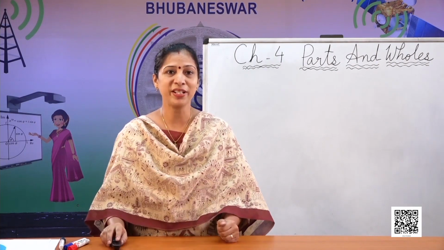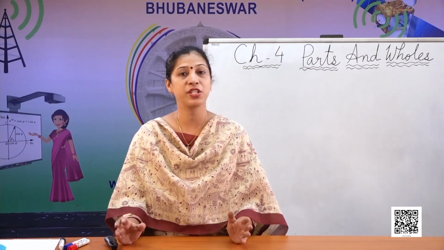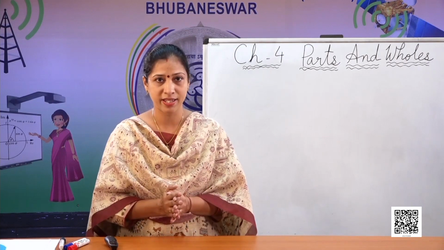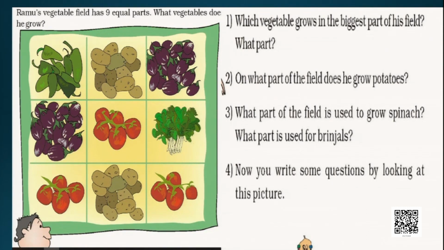Yes, just count it out. 1, 2, 3, 4, 5, 6, 7, 8, 9. You can see that the whole thing is divided into 9 equal parts. So let's see the questions now. Which vegetable grows in the biggest part of his field? So children, when we have to find out which vegetable grows in the biggest part of the field, what is the meaning of this sentence? That means which vegetable is grown in the maximum parts.